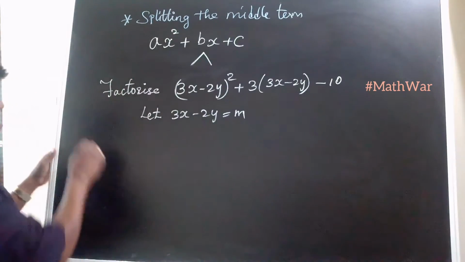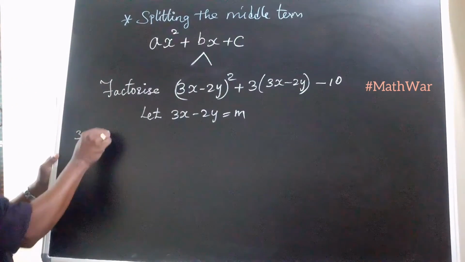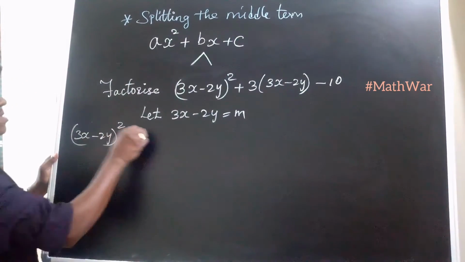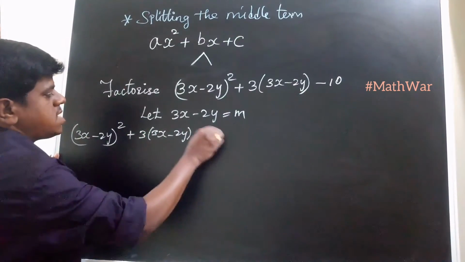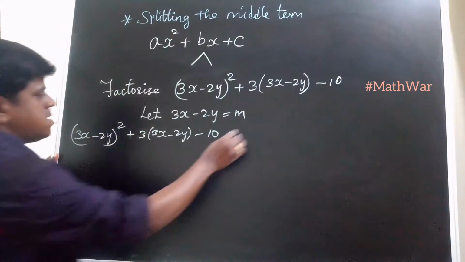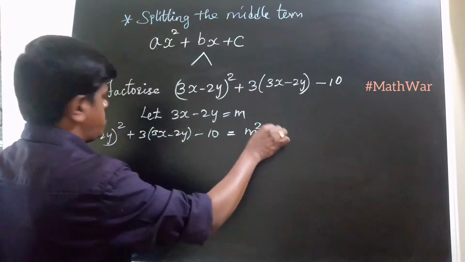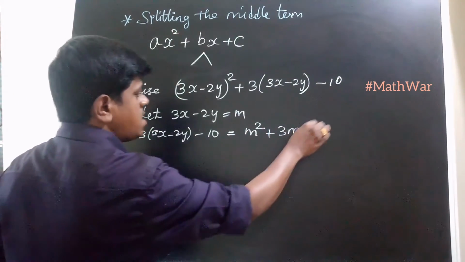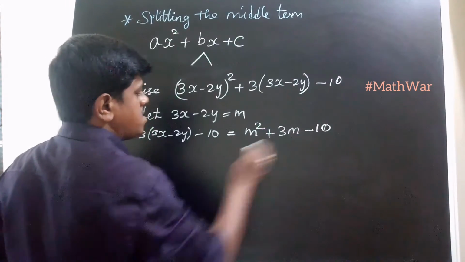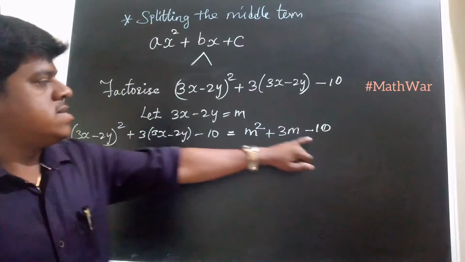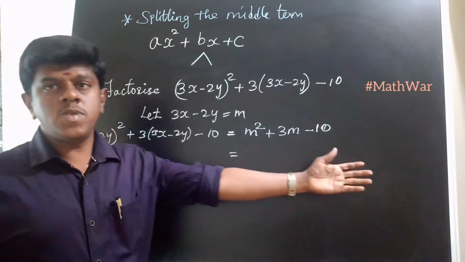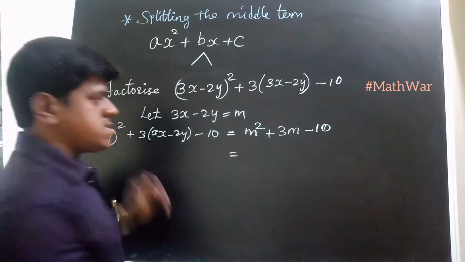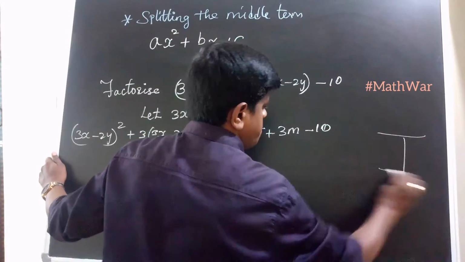So the expression 3x minus 2y whole square plus 3 into 3x minus 2y minus 10 will become m square plus 3m minus 10. Already it is in the form of ax square plus bx plus c. So using that method, easily we can find out the answer. So again, use that method.